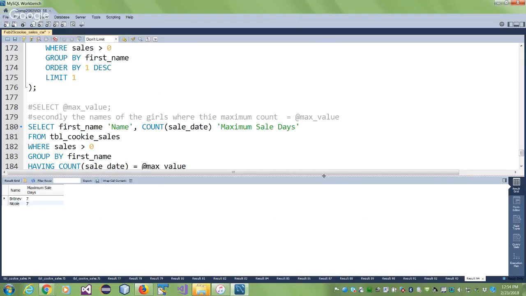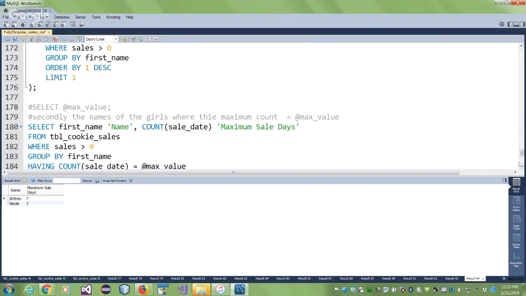So relate them that way. We say where is related to from, and having is related to group by. So having cannot occur without group by, because you're asking each group, do you have this? Okay? That's now it in its complete form.